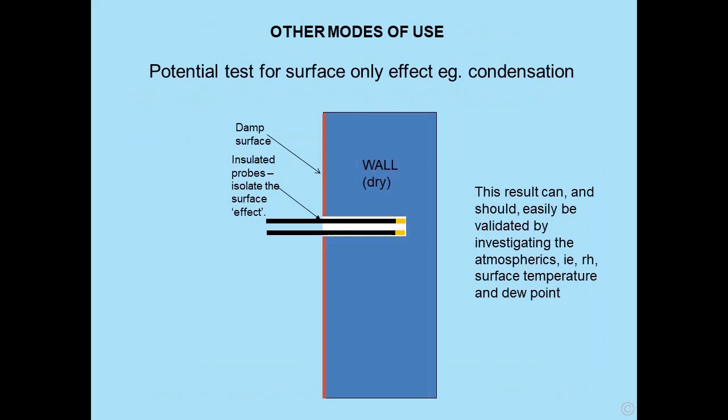Potential tests for surface effects only, we saw that earlier on. Damp surface, insulated probes. The probes are isolated from the surface effect. However, if you're going to look at atmospheric moisture, say condensation problems, these should be investigated by the appropriate means, such as looking at relative humidity, surface temperatures and dew points, rather than trying to use a moisture meter.